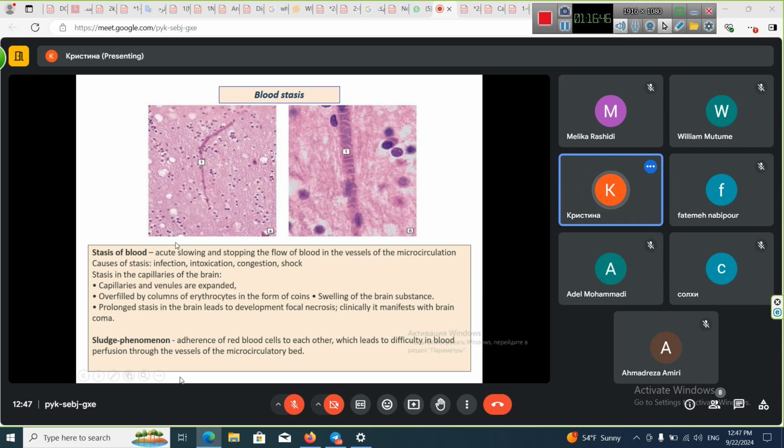This is the feature of blood stasis. So congestion, for example, can cause the stasis if there is no outflow of blood from veins towards the heart, it means that there should be also no outflow of capillaries towards the veins. It means that blood stays in blood vessels.